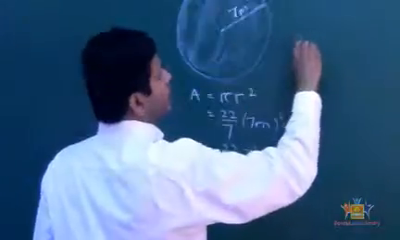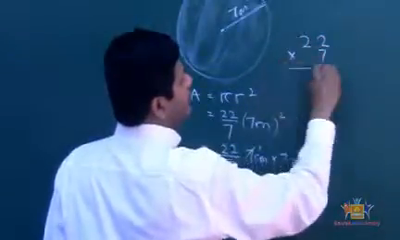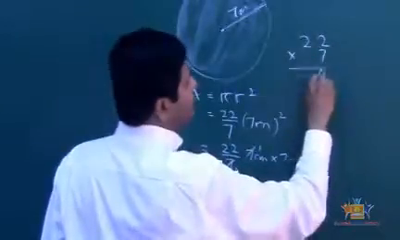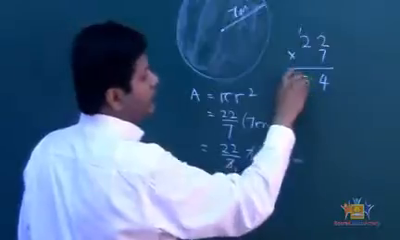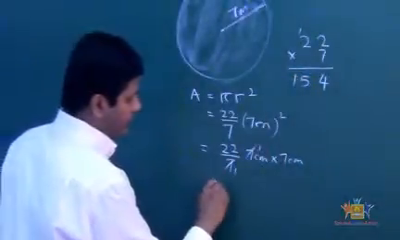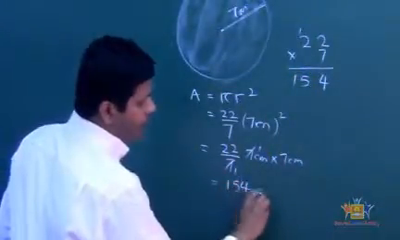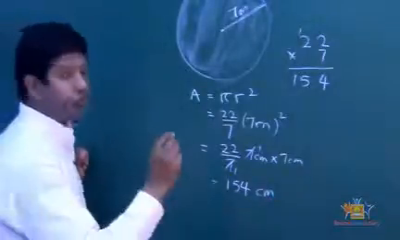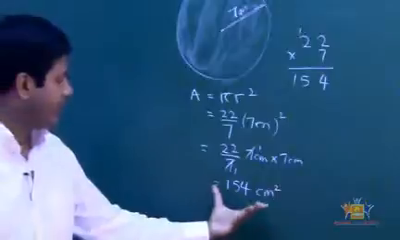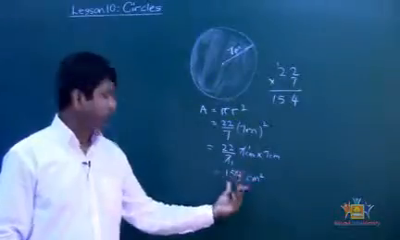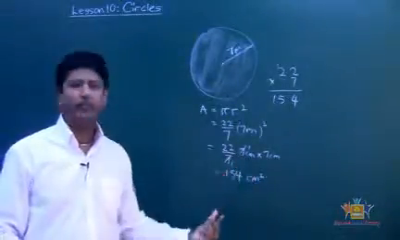So let's line it up. 22 times 7. 7 times 2 is 14, 4 carry 1. 7 times 2 is 14 plus 1 is 15. So it gives me 154 centimeters squared. Very important, because you're finding the area right there. So it gives you a nice round number, so you can simplify that way.